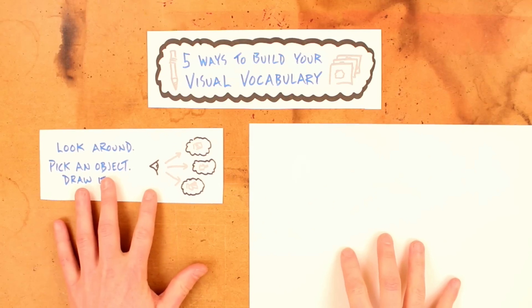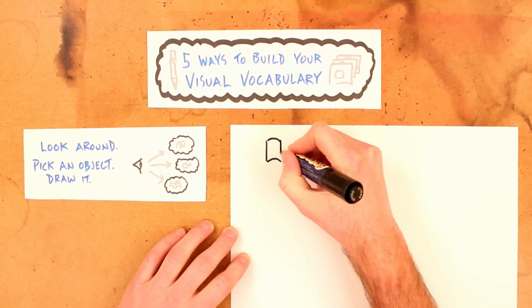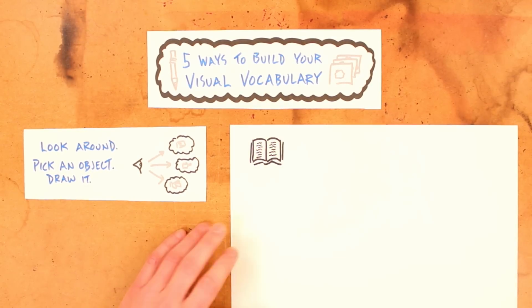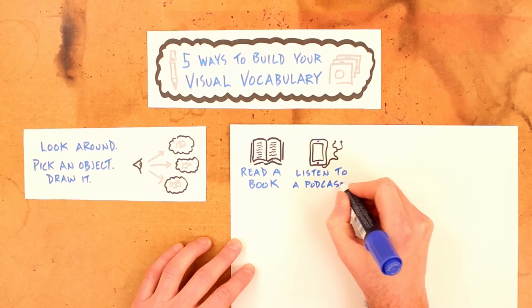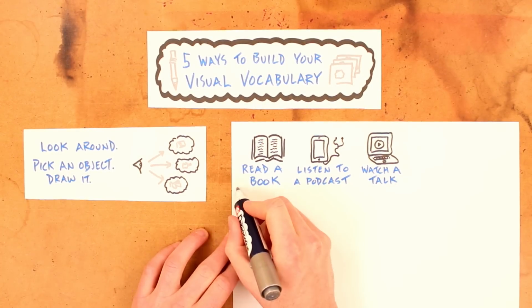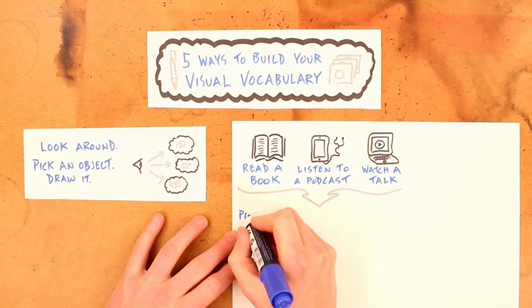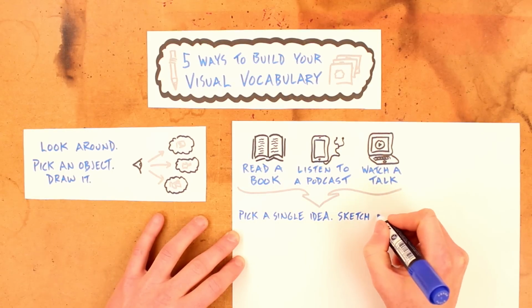Next, instead of looking around your immediate environment, look into the ideas that interest you. Specifically, read a book, or listen to a podcast, or watch a talk. Then pick just a single idea from that book, or that podcast, or that talk, and sketch it out. Now the goal of this second activity isn't to create a complete sketch note of a whole set of ideas. Instead, it's to focus in just on one idea and take a little bit of time to figure out how you might draw out that idea, because that's the type of thing that will lead to learning how to draw new elements, new objects, things that you haven't drawn before.